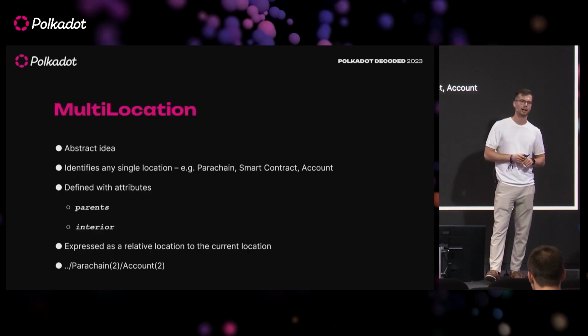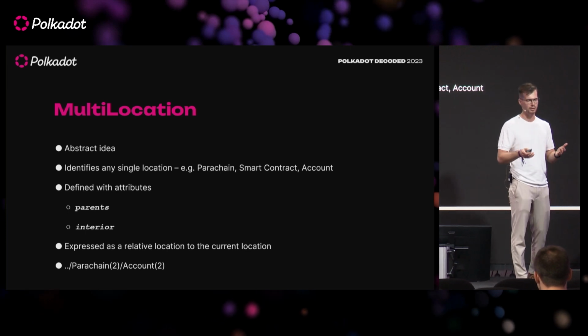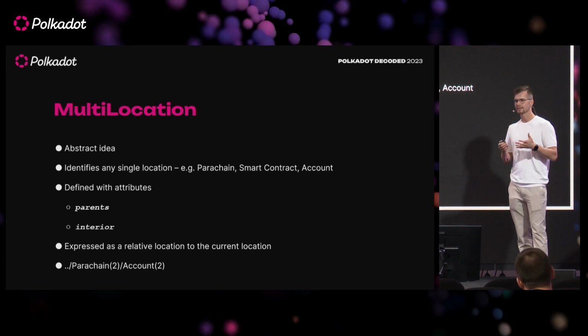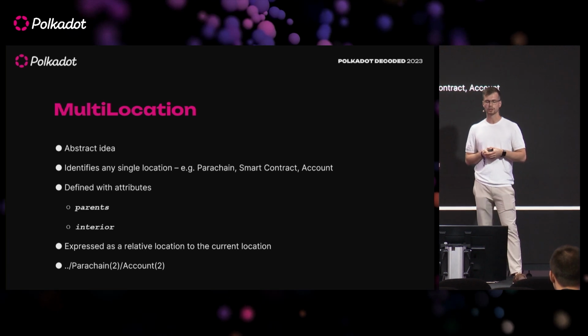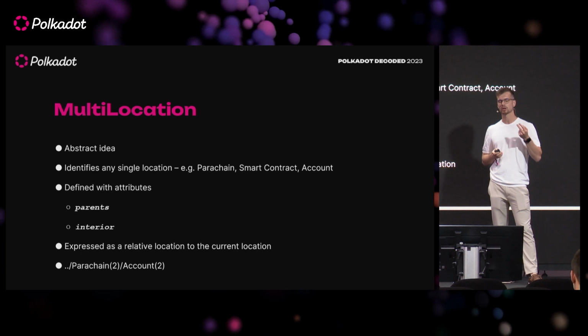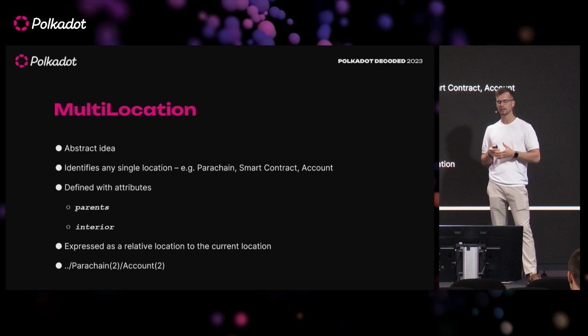Having introduced XCM, let's talk about multi-location. Multi-location is an abstract idea, and that idea is used to identify any single location, any single entity within the world of consensus systems. So it can be a parachain, it can be an account, it can be a smart contract, it can be a pallet deployed within Substrate runtime, it can be anything.